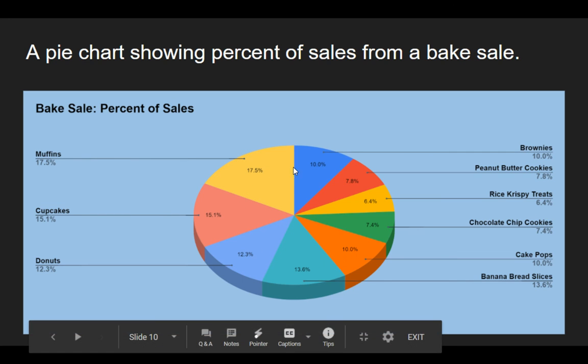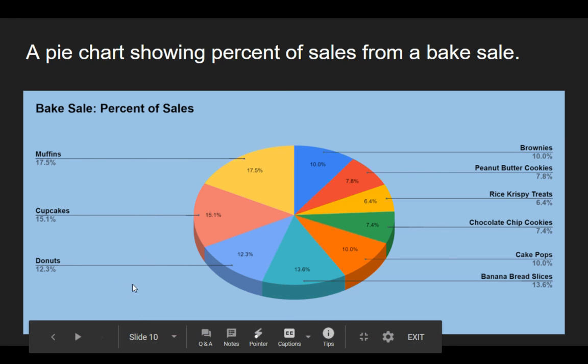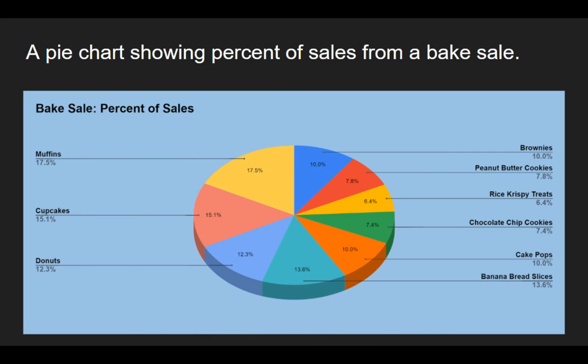And we can see by looking at this, the biggest slice in the pie chart is the item that sold the most or had the highest amount of sales. So I can see 17.5% is the largest section of this, and that was muffins. I can also look and I see the smallest percentage is 6.4%, and that is Rice Krispie treats. So that means the Rice Krispie treats made the smallest number of sales or money in sales, and again, the muffins were the largest. So those are the four types of charts that we'll be using in Google Sheets.